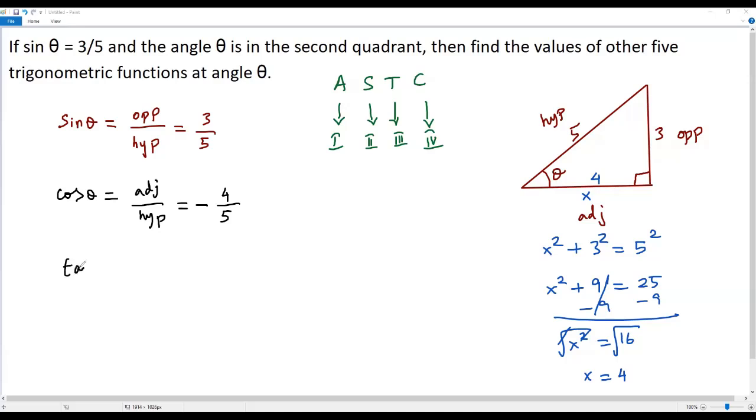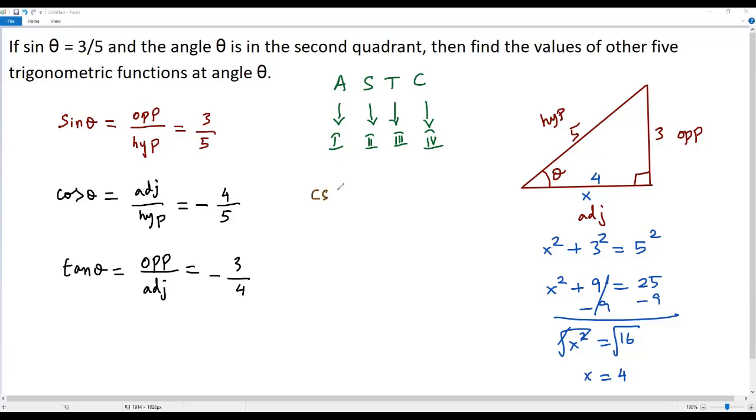Now let's find the value of tangent theta. According to SOH CAH TOA, the formula is opposite over adjacent. In this right triangle, the opposite side is 3 and the adjacent side is 4, so we get 3 over 4. The same thing applies: in the second quadrant only sine and cosecant are positive, so the rest are negative. So tangent must also be negative, and we have to take a negative sign for this value 3 over 4. Now I have cosine and tangent. I have to find 3 more trigonometric functions: cosecant, secant, and cotangent.